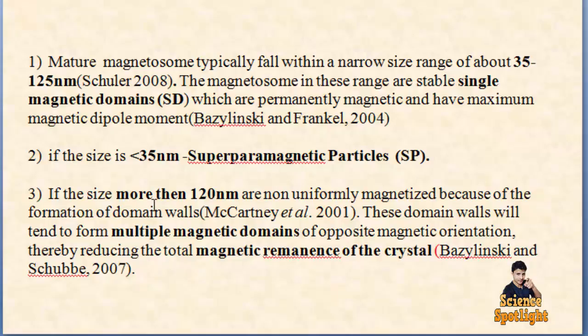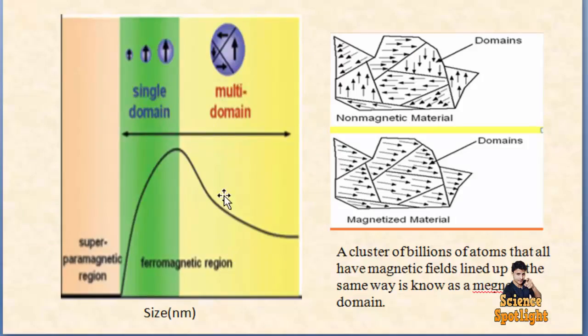And if the size of the magnetosome is more than 120 nanometers, it is non-uniformly magnetized because of the formation of domain walls, that is multiple domain walls, and hence the net magnetic moment of each crystal is neutralized or very small, so they are not magnetic in nature. Here in this graph you can see what superparamagnetism means, what a perfect magnet is, and what multi-domain or non-magnetic crystals are.